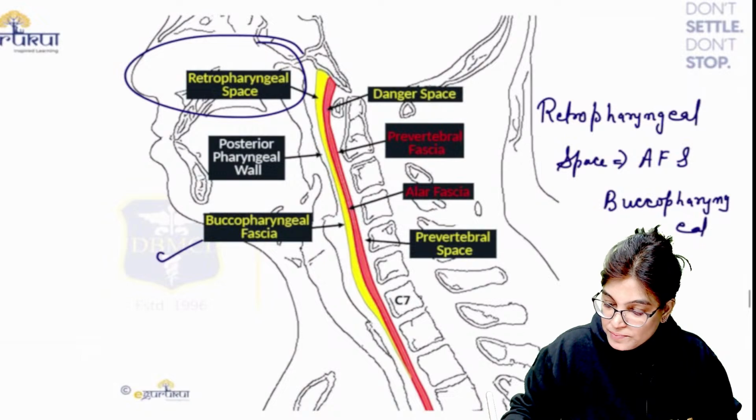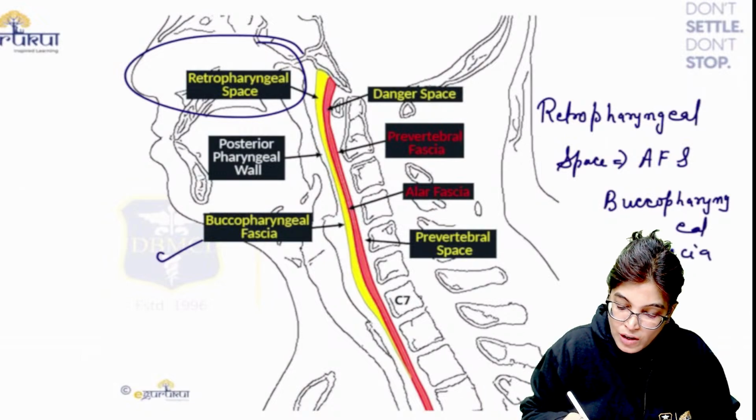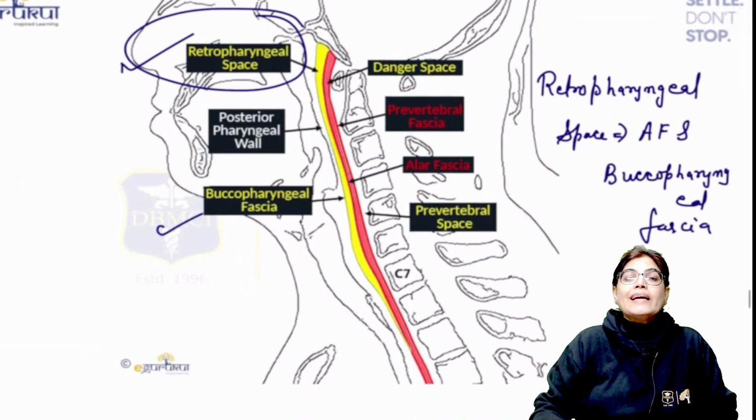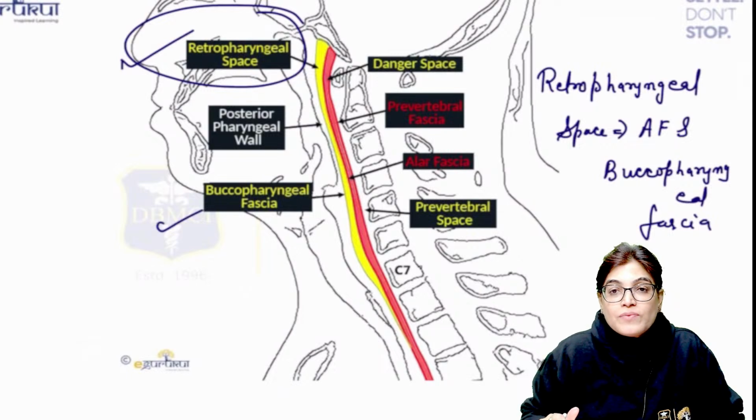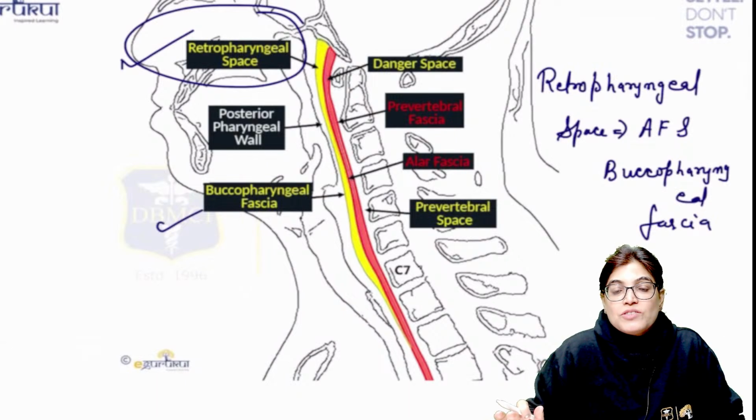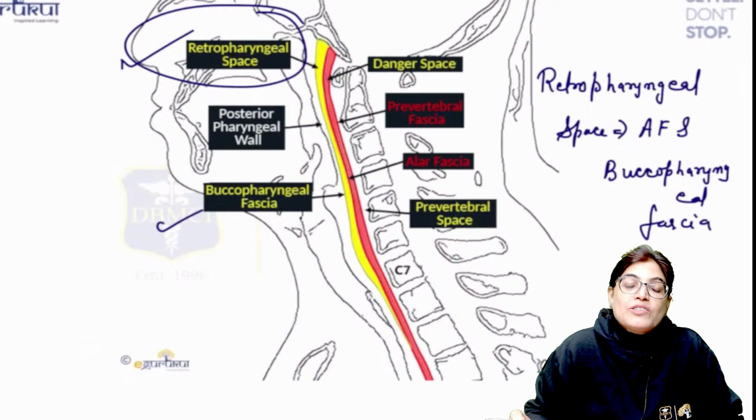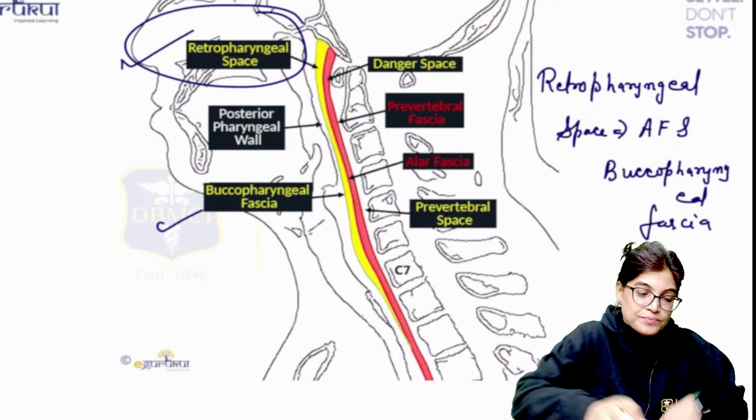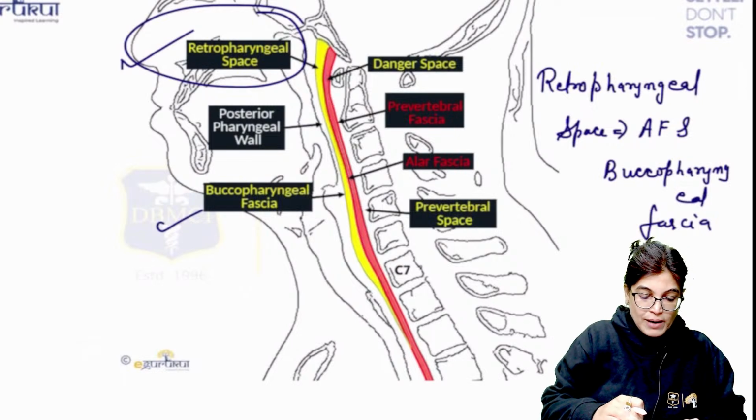That means the yellow colored space is the retropharyngeal space and it is lying anterior to the danger space of the neck. Danger space of the neck is between alar fascia and the prevertebral fascia. And anterior to alar fascia, we have got retropharyngeal space. So alar fascia and buccopharyngeal fascia are the two fascia between which we have got retropharyngeal space. Is it okay, Dr. Libra?